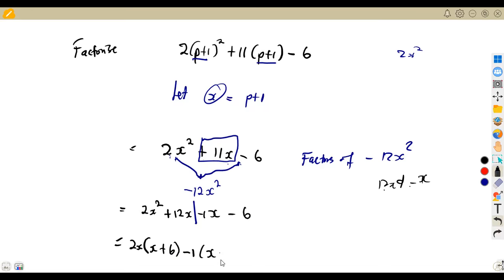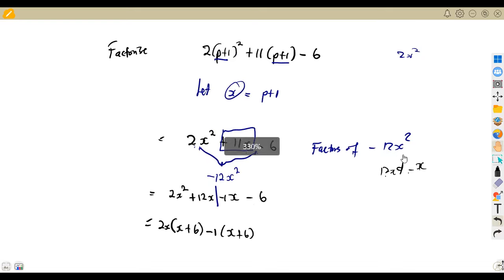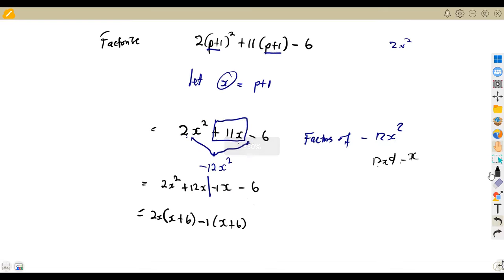Let's combine this, so here's 2x. Now we can factor out the common bracket, x plus 6. You can even start with 2x minus 1, it's fine. Just factor out the common bracket of x plus 6, and you remain with 2x minus 1 in another bracket.